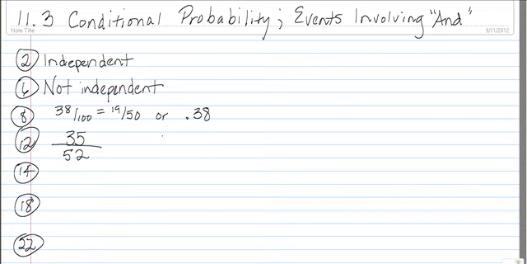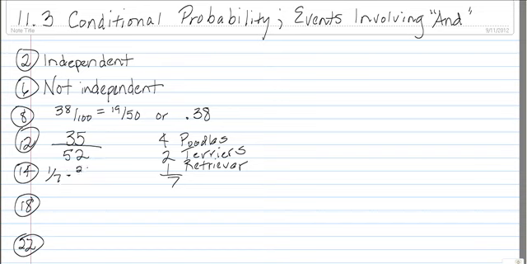Okay, let me put the numbers up here. We have 4 poodles, 2 terriers, and 1 retriever. Okay, so Rebecca selects the retriever. That's a total of 7. Would be 1 out of 7. And that dog is put back, and then Aaron selects a terrier. That would be 2 out of the 7. So we get 2 out of 49.